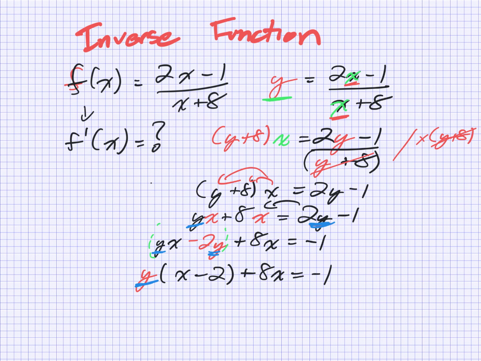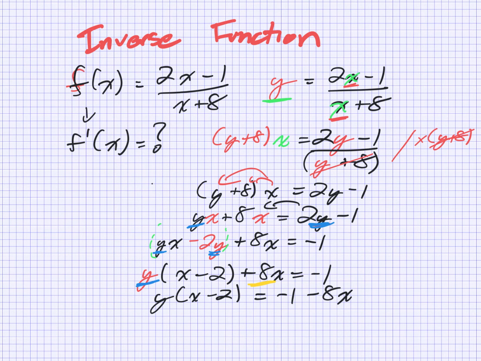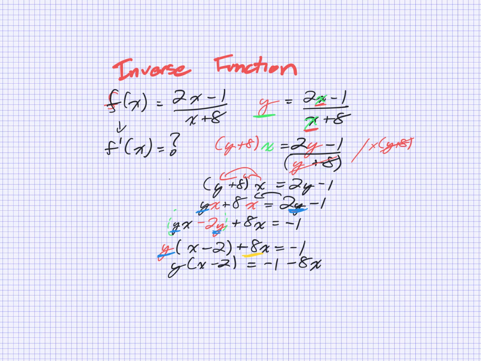What we now will do is, again, try to isolate for that y, so we'll slowly start moving things to the other side. We'll take this 8x and move it over. That will leave the left side as y times x minus 2 is equal to negative 1 minus 8x. Then what we can do from there, because this is multiplication, we can divide both sides by x minus 2 and x minus 2. Now on the left side of the equation, these end up canceling out.